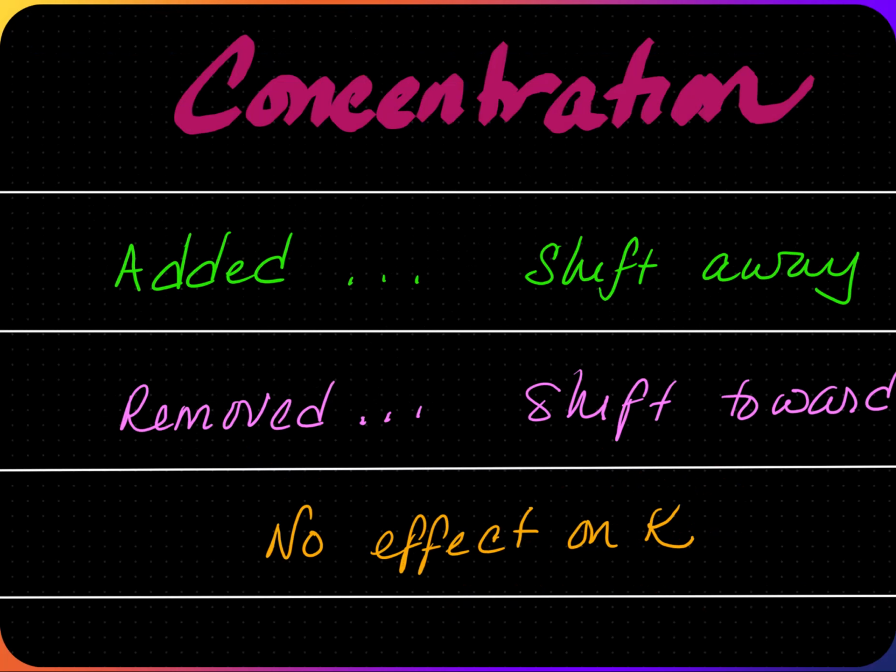Concentration can be molarity or pressure. When something is added as a disturbance, you want to do the opposite. You want to remove it. To remove it, you must shift to the opposite direction. When you remove concentration, you want to produce more of that removal, so you're going to shift towards the removal. Equilibrium constant K is not affected when the concentration is changed.